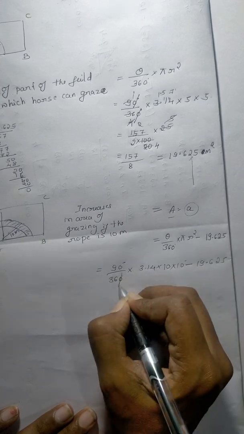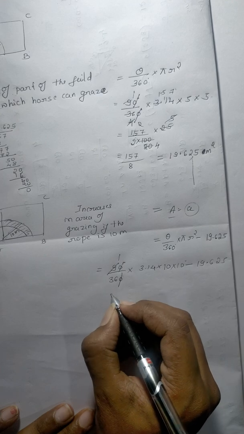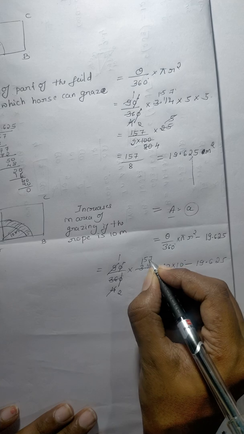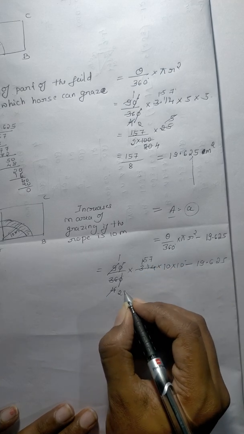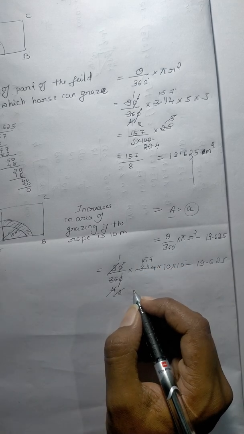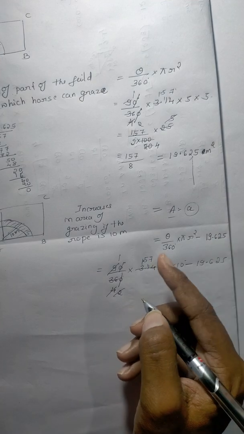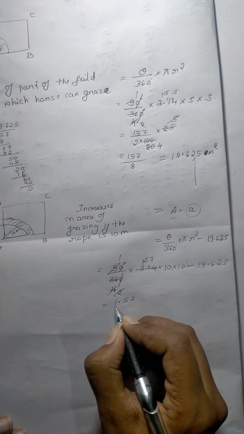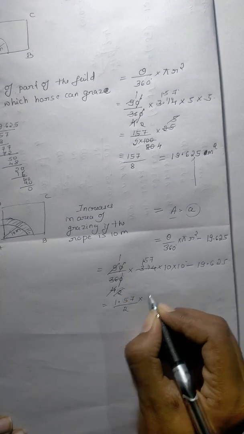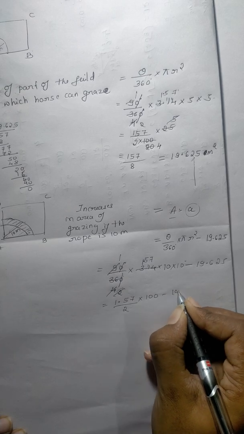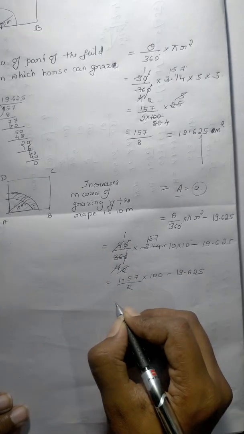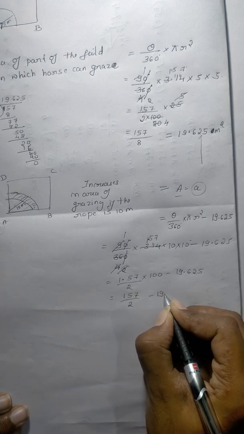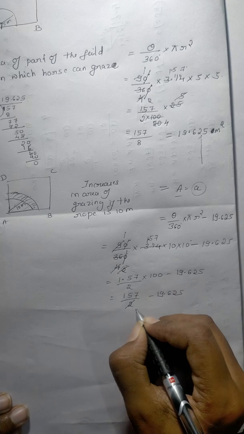So the 0s get cancelled. 9 1s are 9, 4 2s are 2, 2 1s are 1 remains, 2 5s, 2 7s are, 2 point before the decimal. So we will not cancel; we will keep it, or else we will write the multiplication of this value: 1.57, this 2 we will not cancel. 2 into 10 into 10, 100, minus 19.625. So 1.57 into 100, 157 divided by 2.